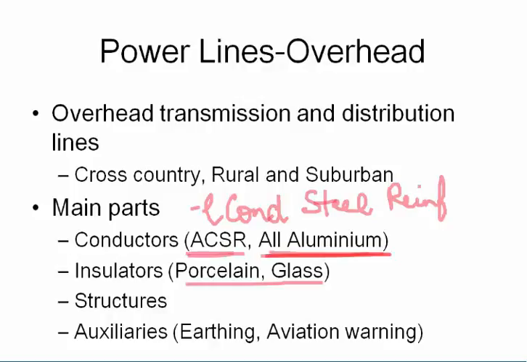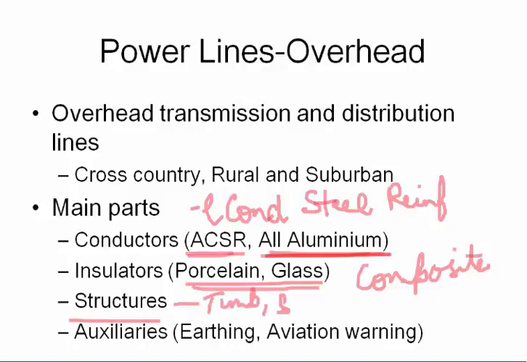Use insulators, different types, porcelain, glass and composite, silicone material. Structures, you can use timber or steel or concrete, different types of poles, and you have earthing, aviation warning, line fittings and so on.